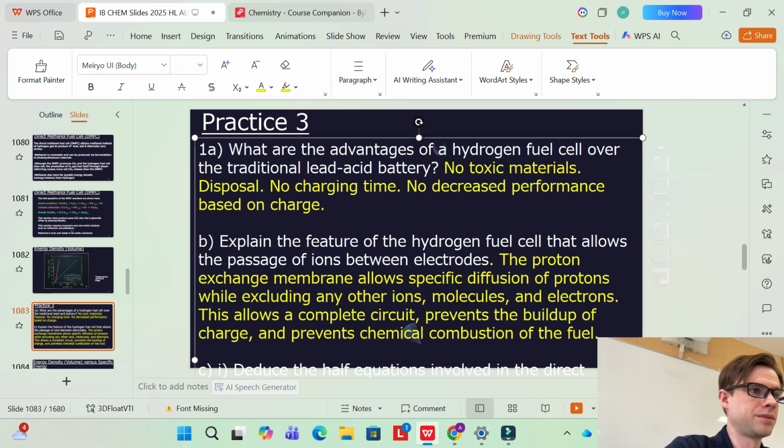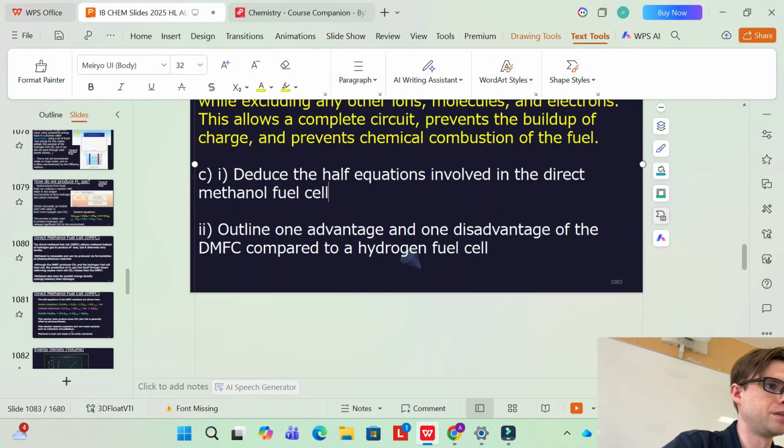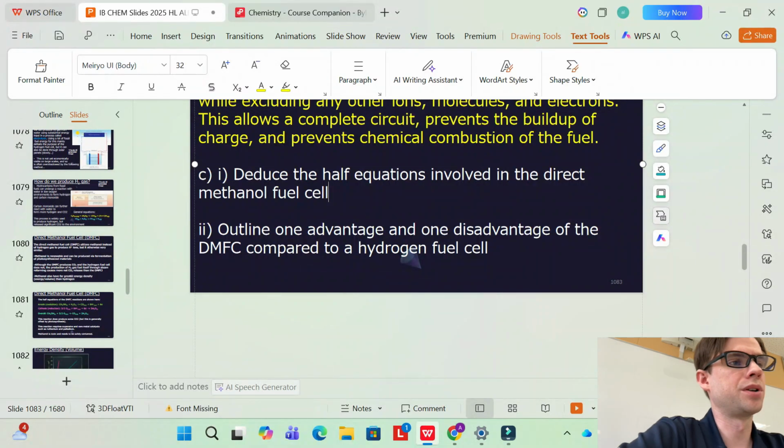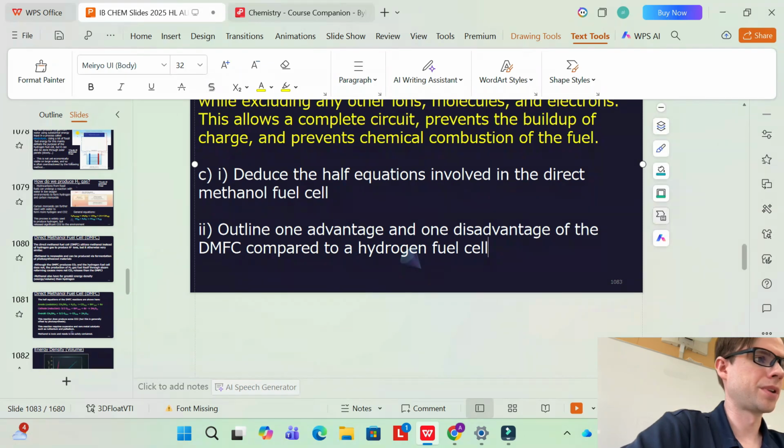Okay, that's good. I'm just gonna move this up. Okay, C is deduce the half equations involved in the direct methanol fuel cell. I'll write those with my pen in a second. Let's consider number 2 though. Outline one advantage and disadvantage of the DMFC compared to a hydrogen fuel cell.